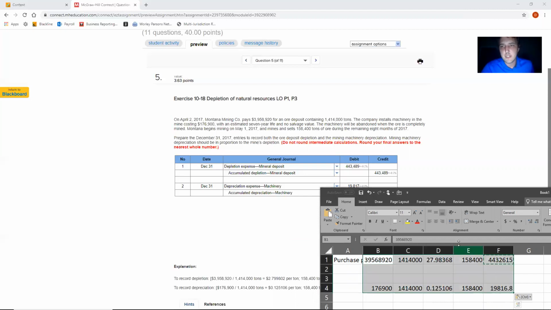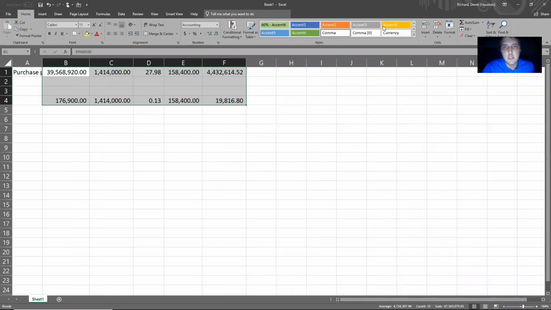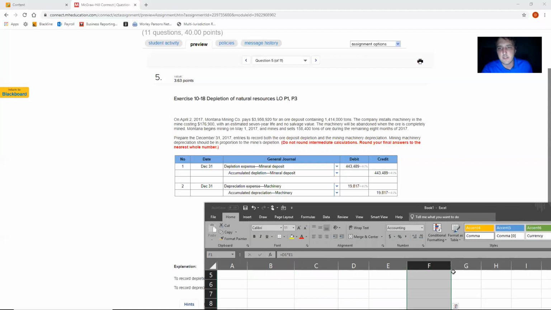Formatting, make it look pretty. Extra zero somewhere. 3958. No 6 there. 443,489, 19,817. So the way to do that again is the purchase price, and we're using the usage method.